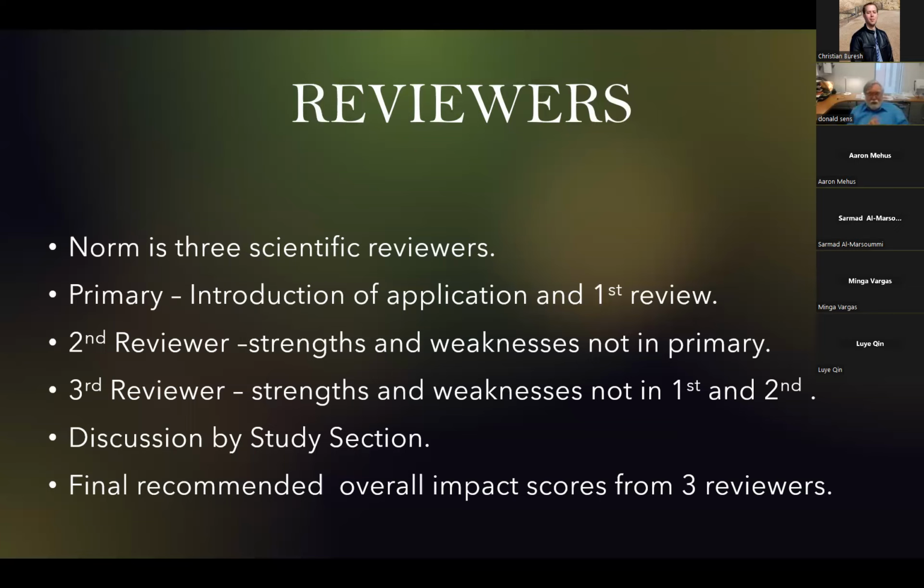Once that occurs, the chair will say, okay, we want the final recommended impact score from the 3 reviewers. These 3 reviewers are able to change their impact scores from what they gave preliminary, and they'll give their scores. And then what happens is, next slide, please.